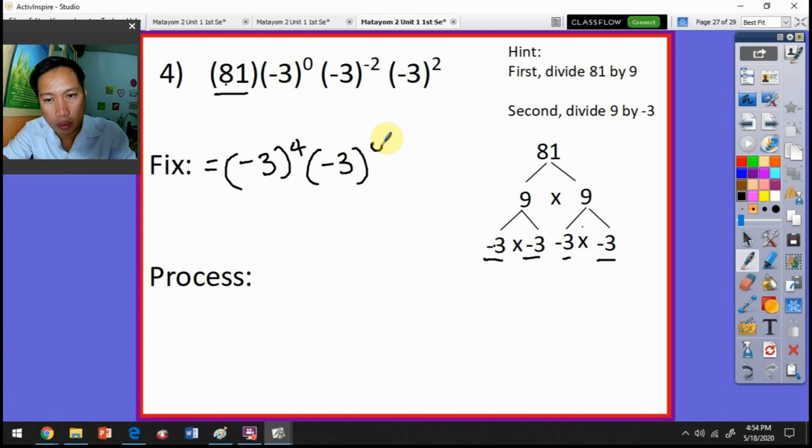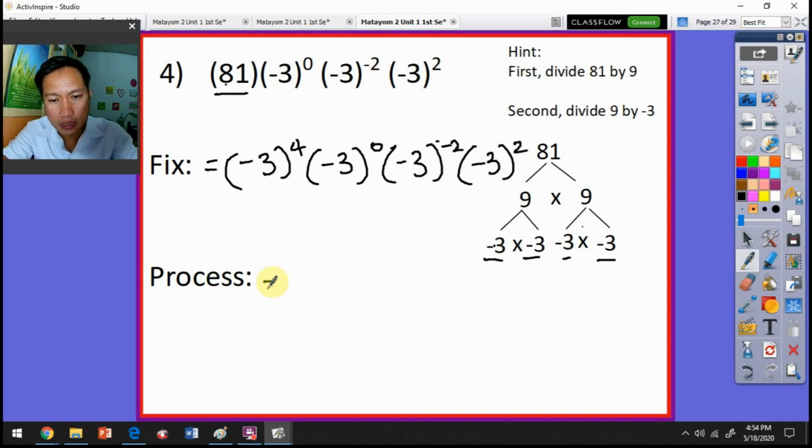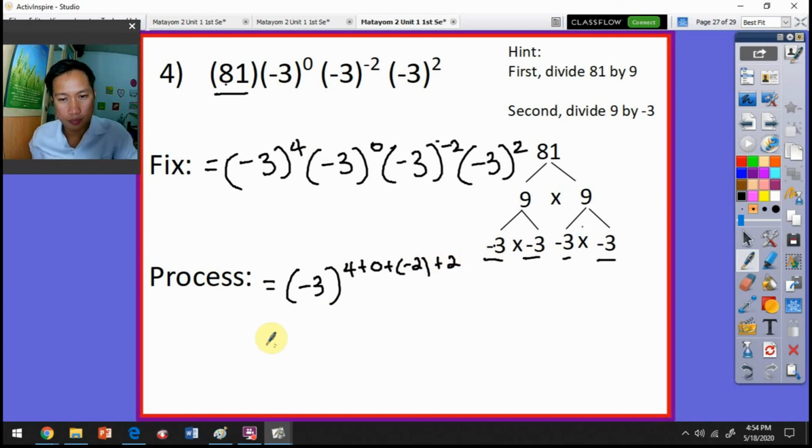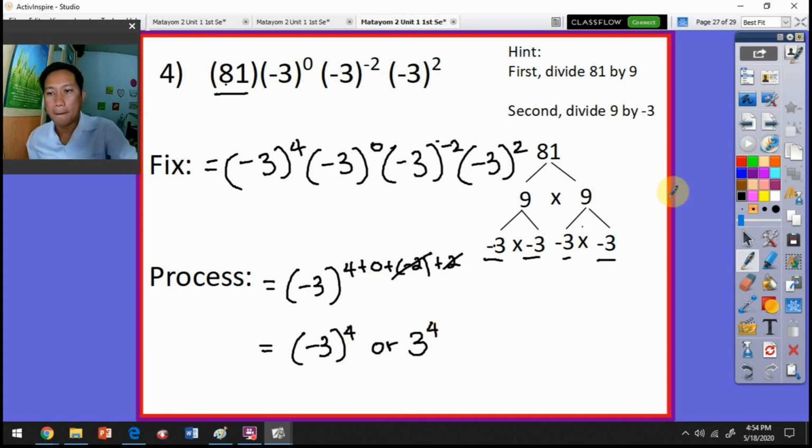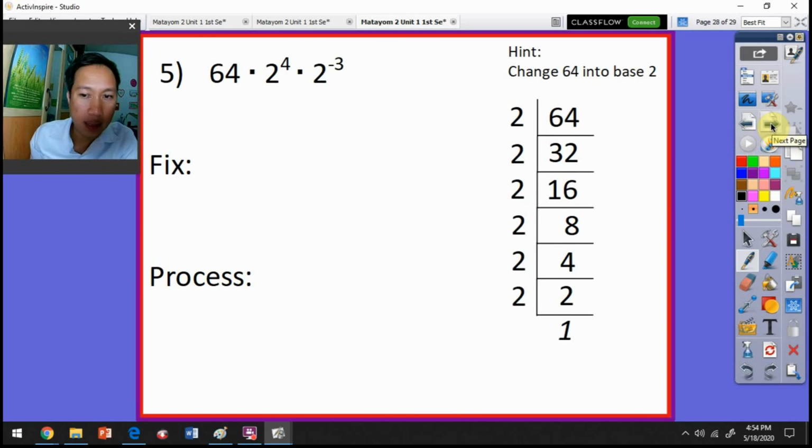And then negative 3 to the power of 0, negative 3 to the power of negative 2, and negative 3 to the power of 2. Same thing, process this. We have the same base, so we have negative 3 to the power of 4 plus 0 plus negative 2 plus 2. Oh, we have negative 2 and 2. Cancel this out. You will arrive at the answer of 4. Remember, it's an even exponent, so we can change it into a positive base. An even exponent leads to that.